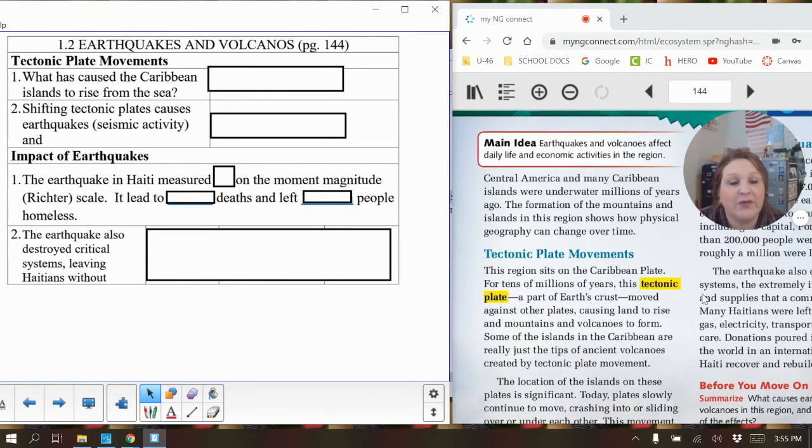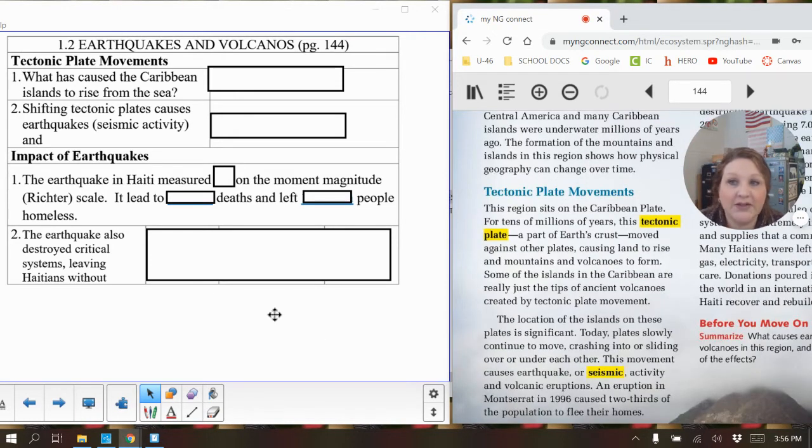So tectonic plate movements. This region sits on a Caribbean plate. For tens of millions of years, this tectonic plate, a part of the Earth's crust, moved against other plates, causing land to rise and mountains and volcanoes to form. Some of the islands in the Caribbean are really just the tips of ancient volcanoes created by tectonic plate movement.